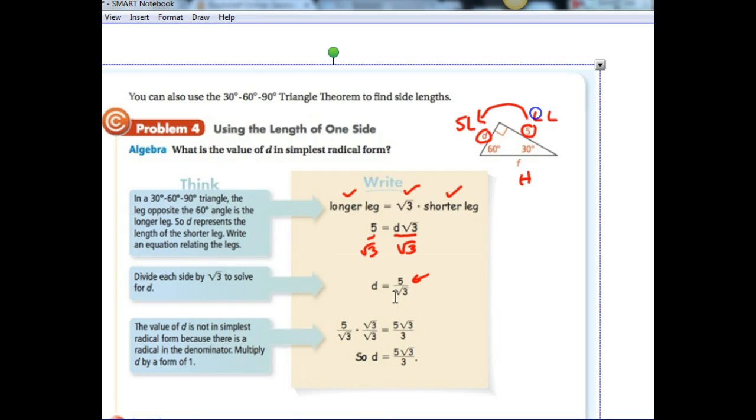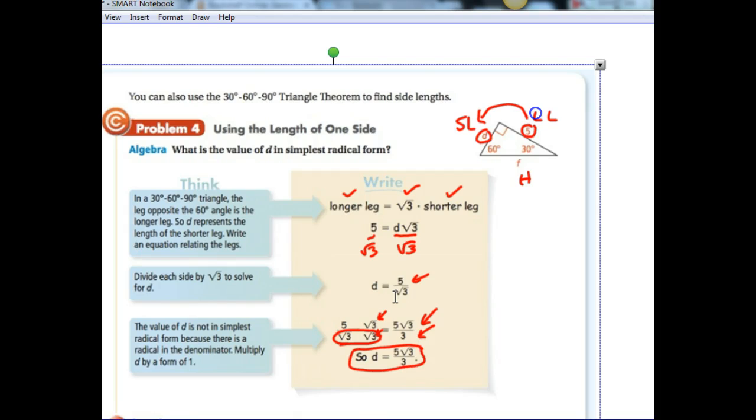Yet again, you can't leave a radical in the denominator, so we have to fix it by doing this, multiplying both the top and the bottom by the square root of 3. And that ends up giving you 5 square roots of 3 over a real 3, because this ends up being the square root of 9, which is a real 3. So the answer for D is 5 square roots of 3.